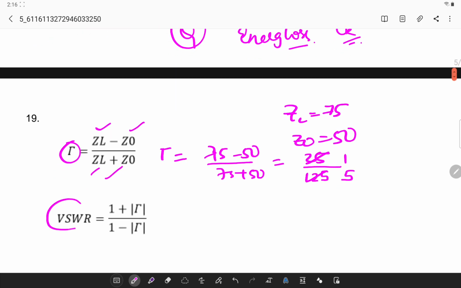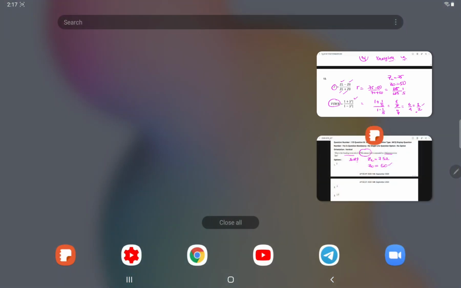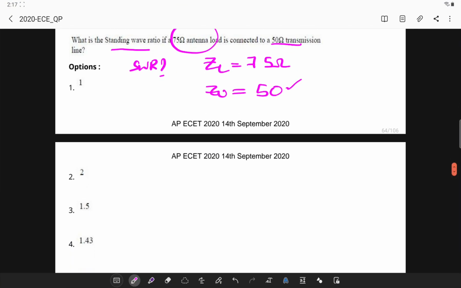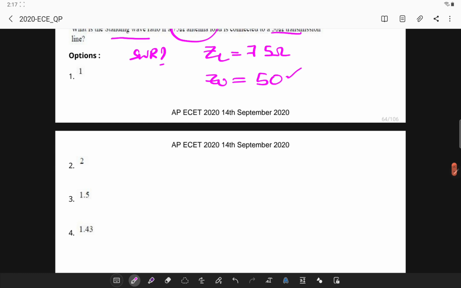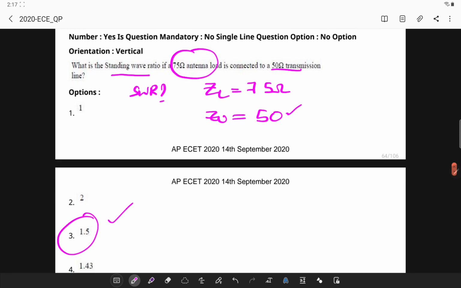Now the voltage standing wave ratio is 1 plus reflection coefficient by 1 minus reflection coefficient. So 1 plus 1 by 5 divided by 1 minus 1 by 5. So it is 6 by 5 divided by 4 by 5. So this is 6 by 4 or 3 by 2. So the answer in this case is 1.5.